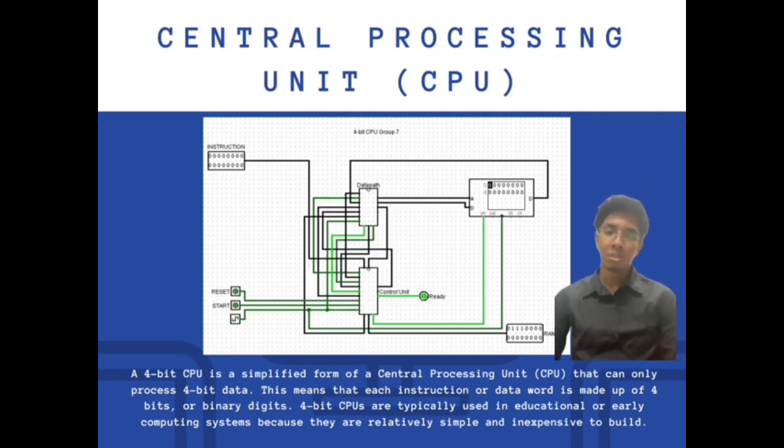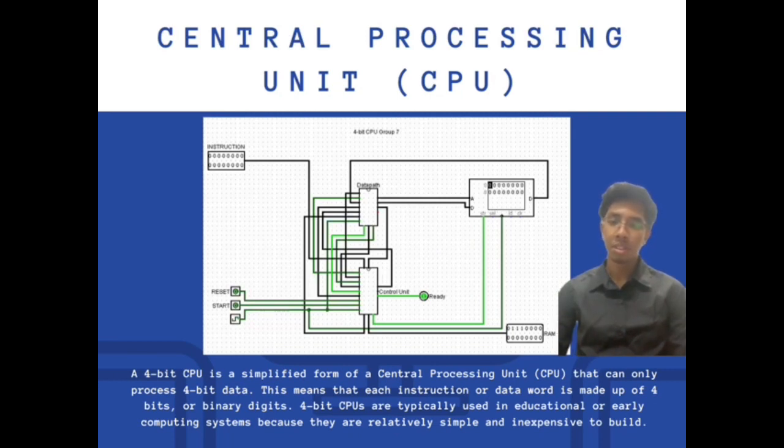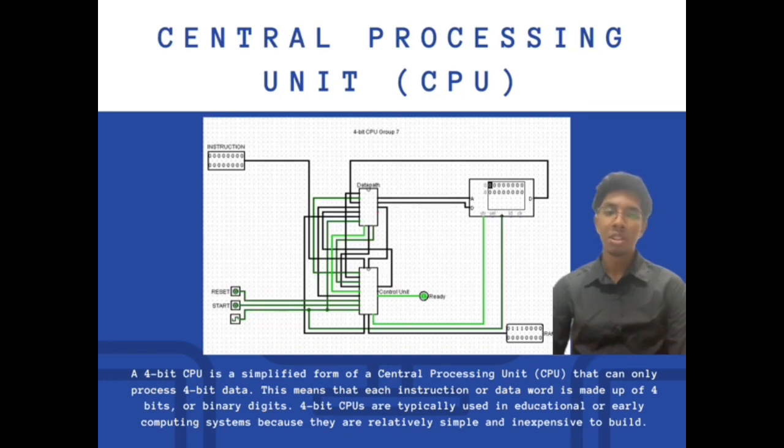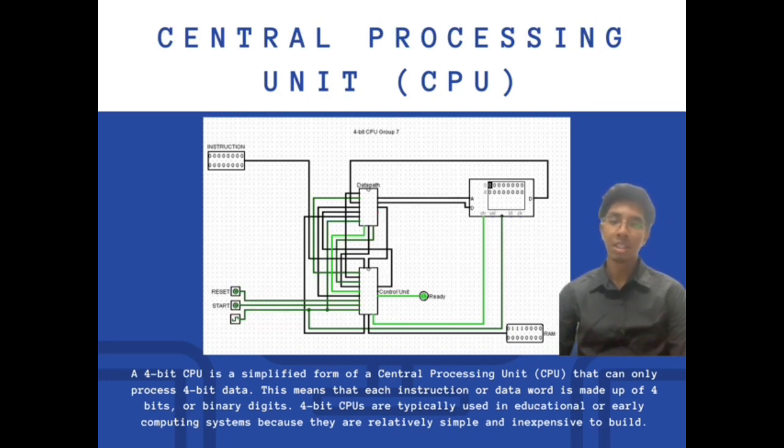A 4-bit CPU is a simplified form of the central processing unit that can only process 4-bit data. This means that each instruction or data word is made up of 4 bits or binary digits. 4-bit CPUs are typically used in educational or early computing systems because they are relatively simple and inexpensive to build. As we can see here, we are using the data path and the control unit that we made before.